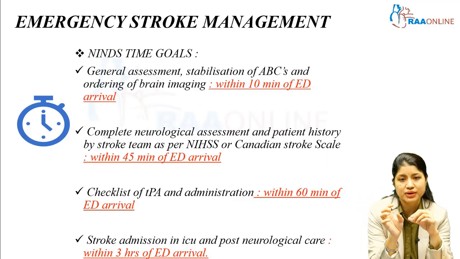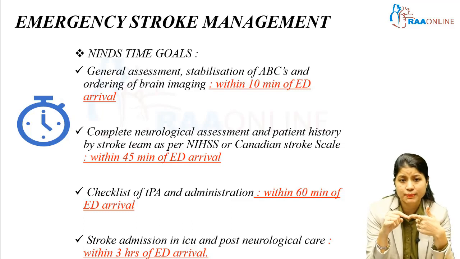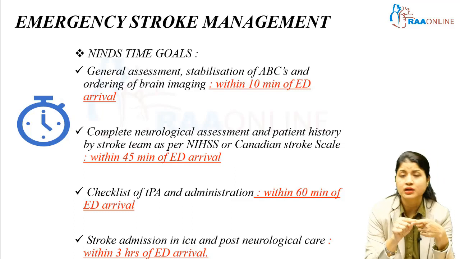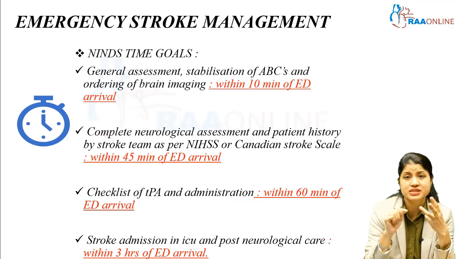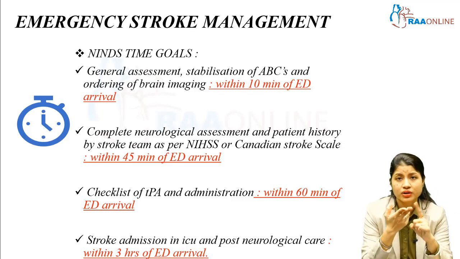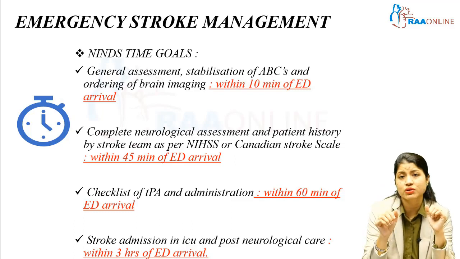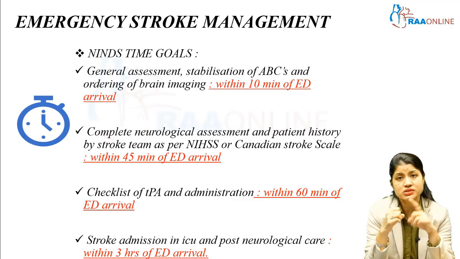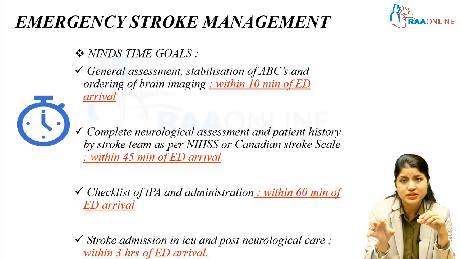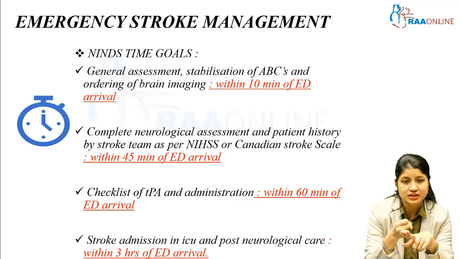Post that, there should be a complete neurological assessment, and the history of the patient should be assessed: when was the patient last seen well, what happened, how many hours have elapsed, did it happen during sleep, what were the deficits, is it an old CVA or a new CVA, and all those things. The neurological dysfunction should be assessed as per your NIHSS scale or your Canadian stroke scale. All these assessments, that is the primary assessment, should happen within 45 minutes from ED arrival.